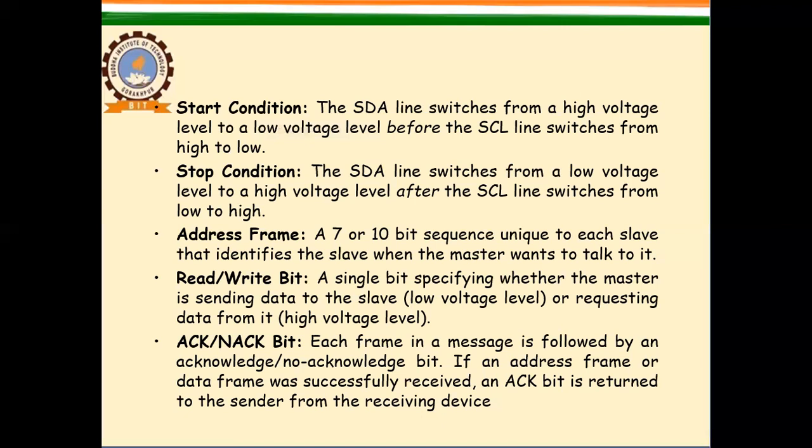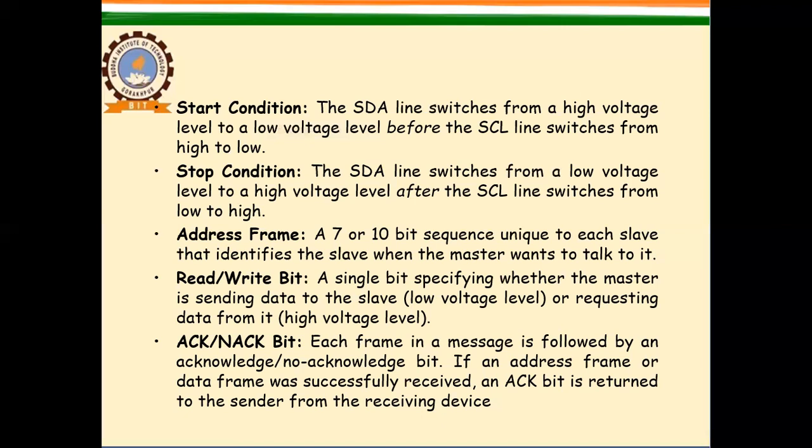The address frame has the address of the particular slave which is identified, to which the master wants to send the data. The read and write bit is used to indicate whether the master is trying to send data to the slave or requesting data from the slave. If the master has to send data to the slave, it sends a low voltage level signal at that bit. If the master wants certain data from the slave, then it sends a high voltage level signal.